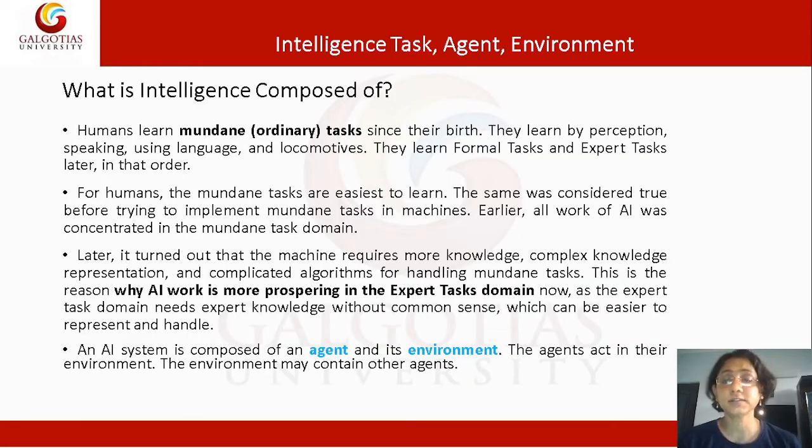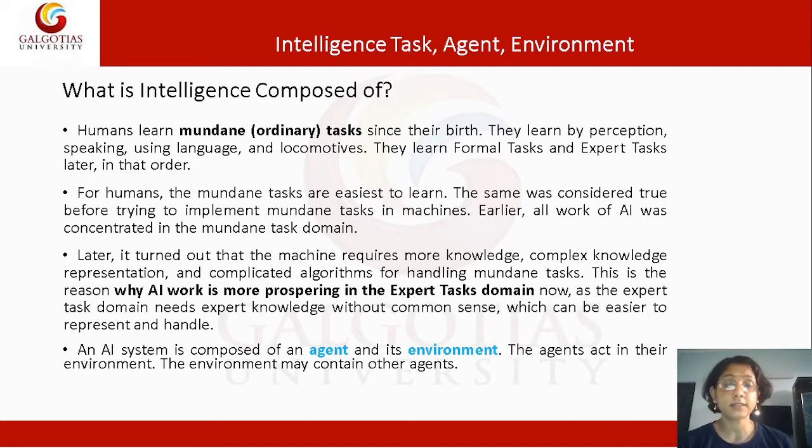And what is intelligence composed of? Humans learn mundane tasks since their birth. They learn by perception, speaking, using language, and locomotion. They learn formal tasks and expert tasks later, in that order. For humans, the mundane tasks are the easiest to learn. The same was considered true before trying to implement mundane tasks in machines. Earlier, all the work of AI was concentrated in the mundane task domain only.